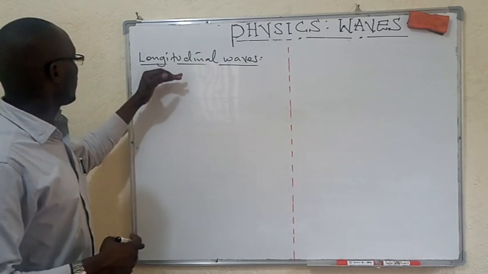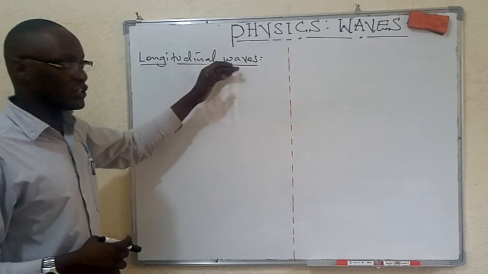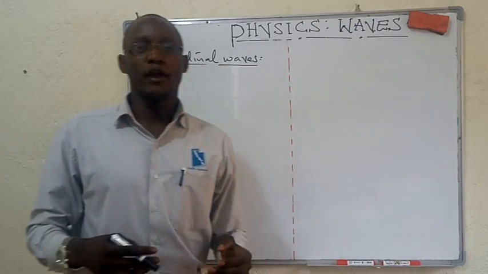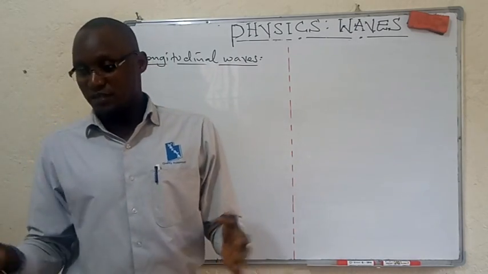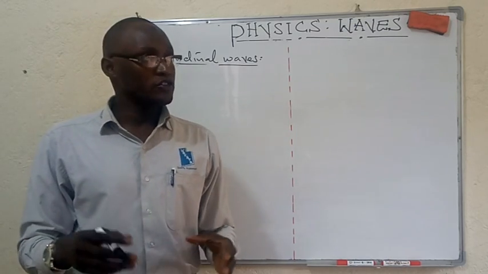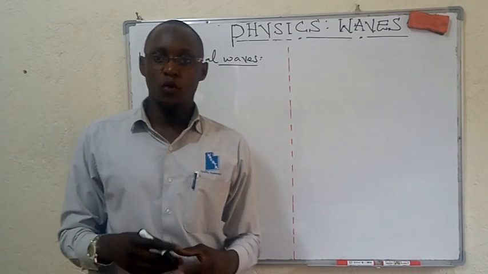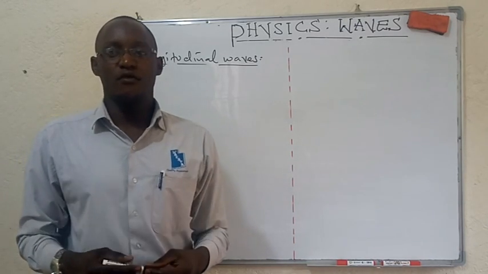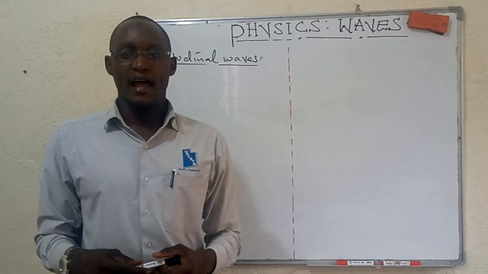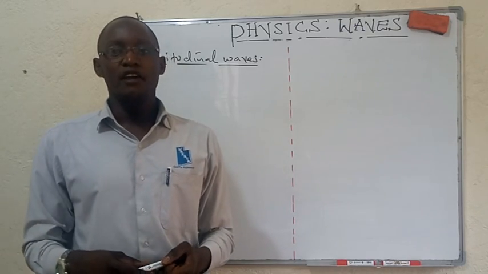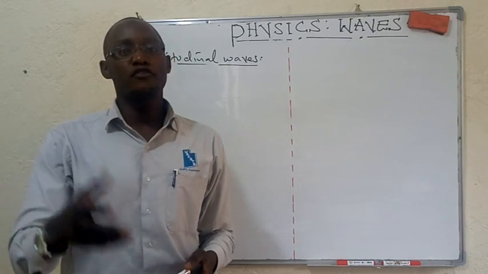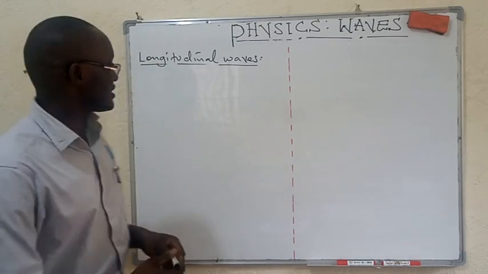Now we need to define what is called longitudinal wave. Dear viewers and my class students, what are longitudinal waves? We are going to discover that a longitudinal wave is one where the particles of the medium vibrate in the direction parallel to that of wave travel. We are going to demonstrate this.